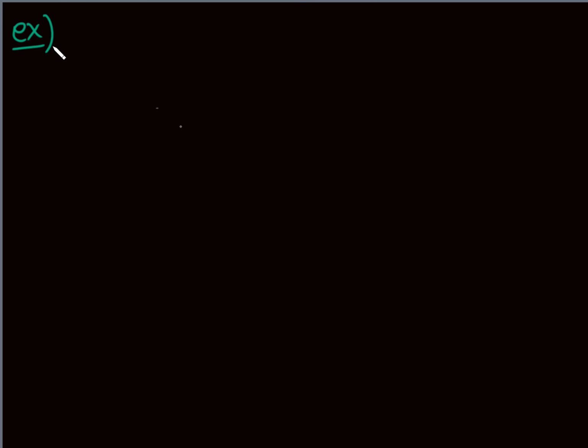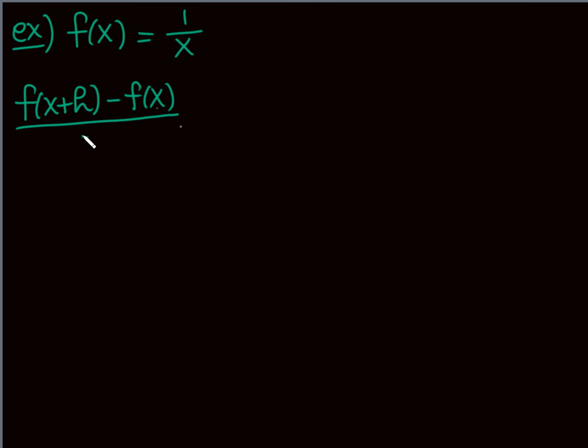Let's consider f of x equals, let's just do 1 over x. Okay, f of x plus h. So when you are dealing with fractions and the difference quotient, the trick is going to be to get a common denominator. So what does it mean again to take f of x plus h? It means everywhere I see an x in the function, I'm going to replace that x with x plus h.